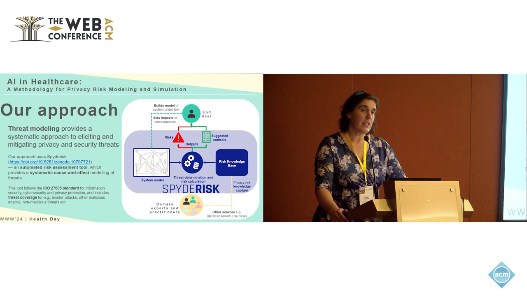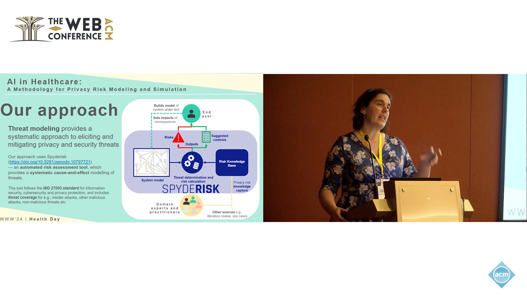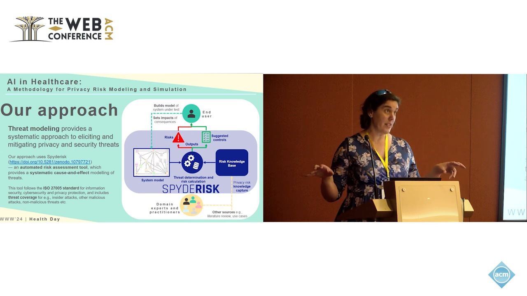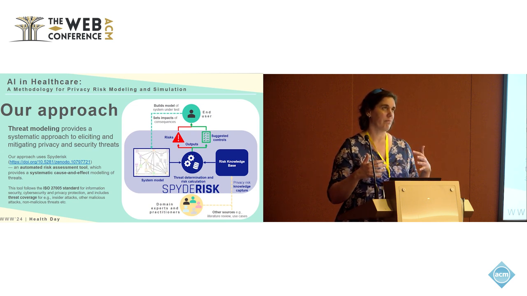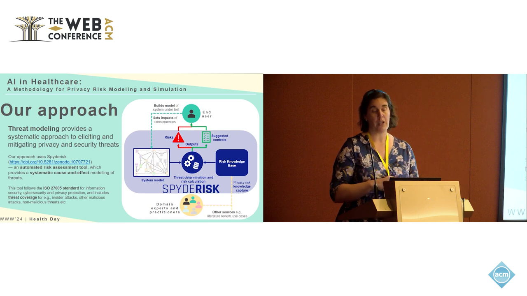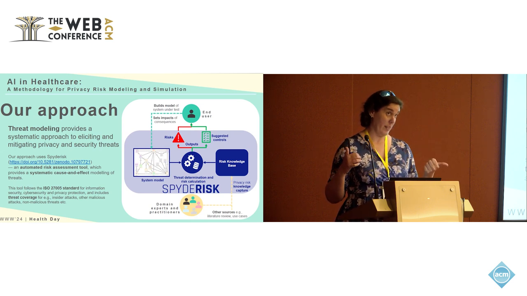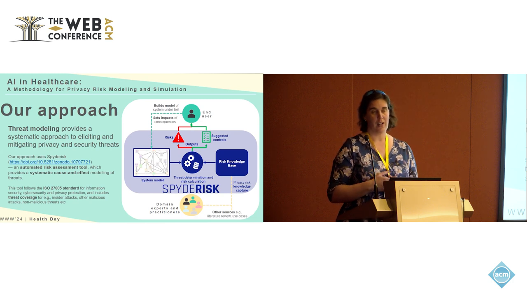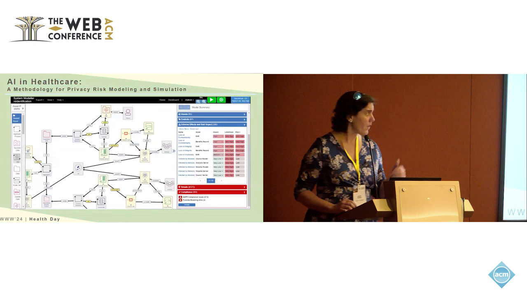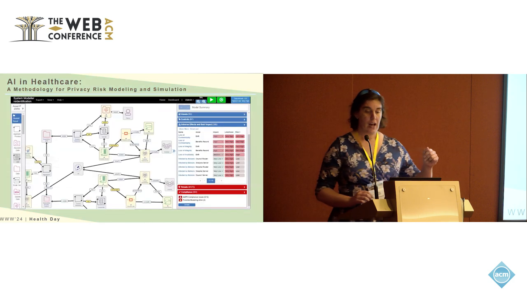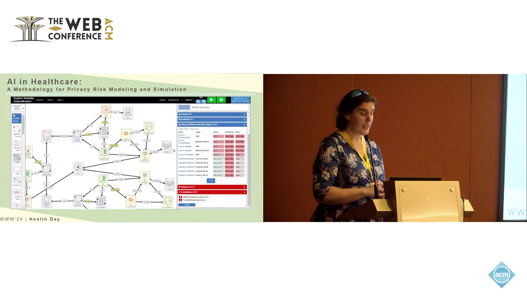What this means is that for any given set of data sources and the types of threats that a particular set of stakeholders is concerned about, you can model the set of threats and identify whether they will occur or what the actual likelihood is and the possible set of mitigations. So this is actually just an example from Spider Risk itself.